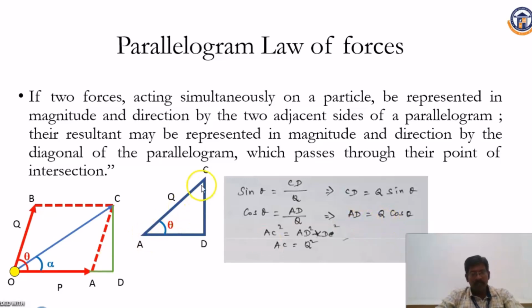So we know that AC square is equal to AD square plus CD square. So with this AD and CD, that is the value of Q sin theta and Q cos theta, if you substitute here, we can identify what is the value of AC. Which is nothing but Q square sin square theta plus Q square cos square theta. If you simplify this, we will get AC square is equal to Q square.